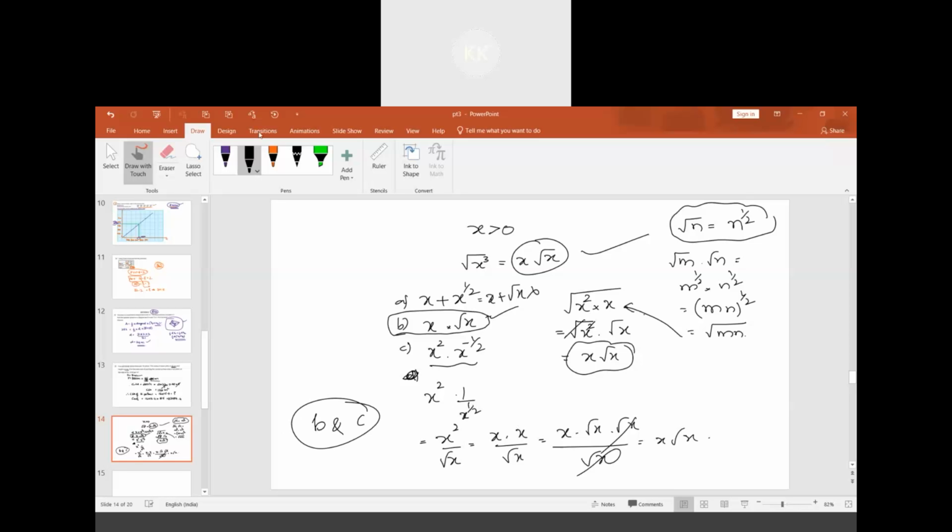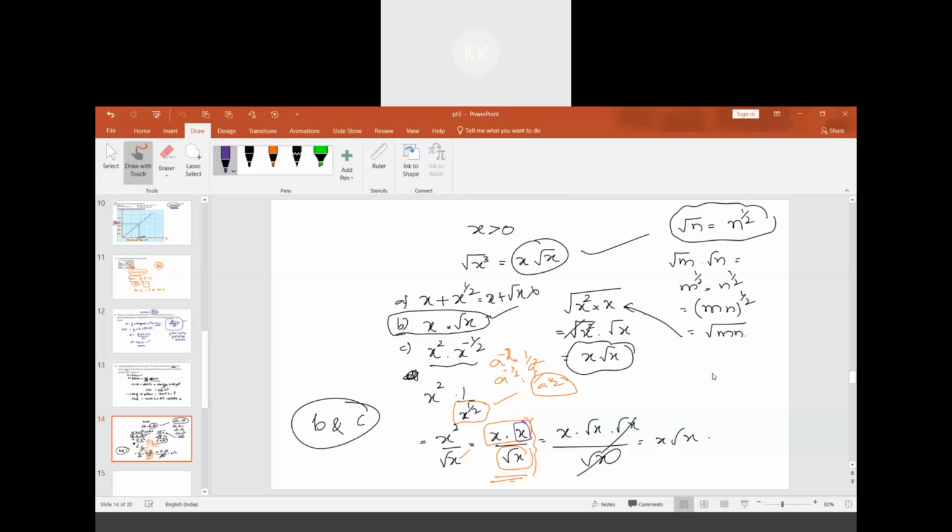Did you understand this? How x into x is written as x square, you have understood this. Did you understand this one? A to the power of minus 1 is 1 by a. If it is a to the power of 2, it is 1 by a square. If it is a to the power of minus 1 by 2, it is 1 by a to the power of 1 by 2. This is root x. So till here you have understood. Next step I'll tell you.